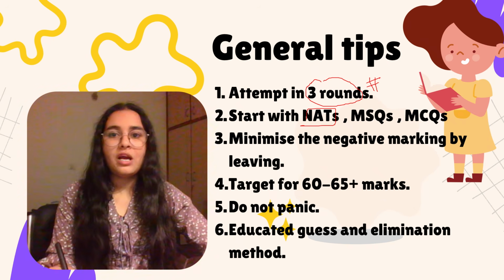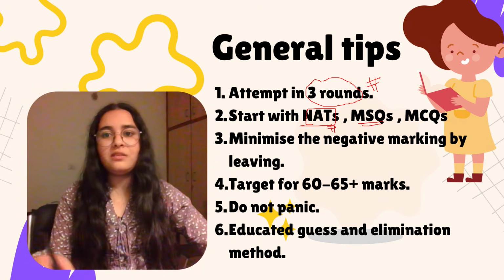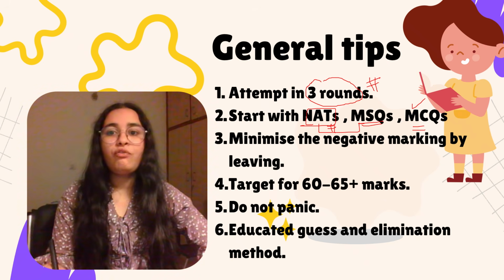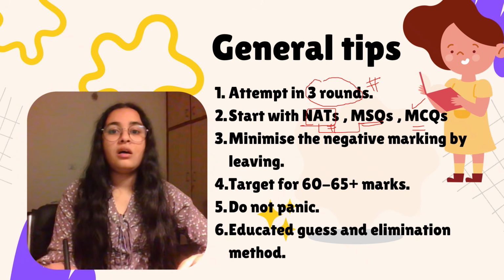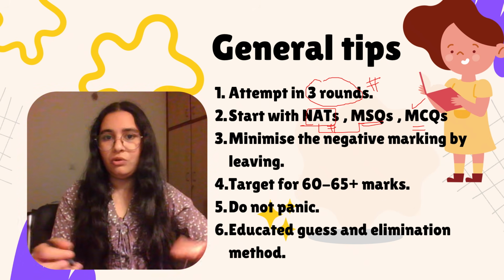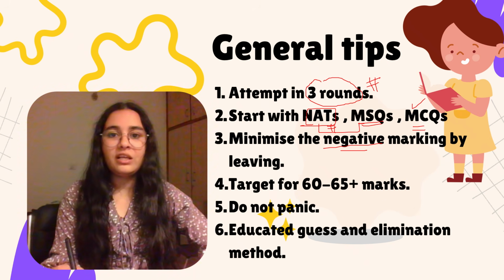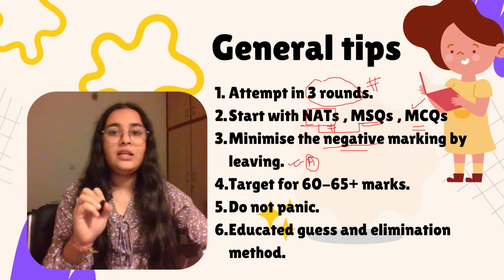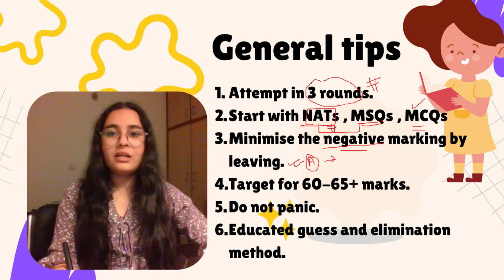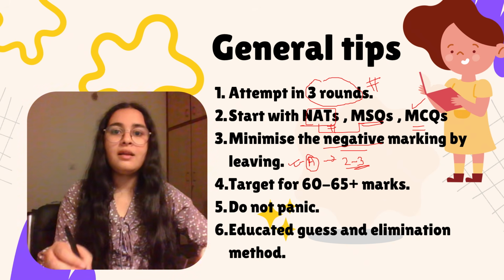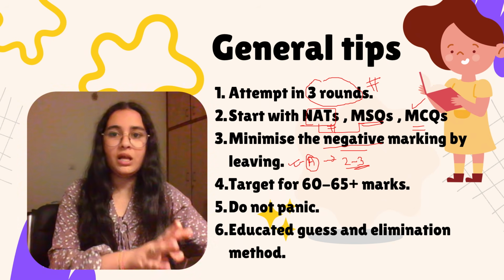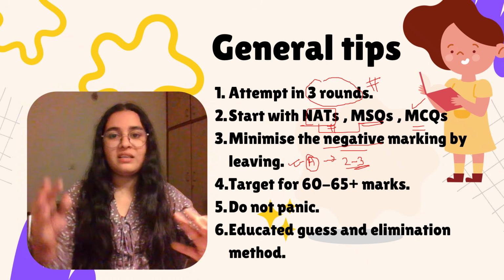So first, you should start with NAT questions, followed by MSQs and MCQs. You should not leave any question from NAT and MSQ, and from MCQs you should leave questions which you are not much confident about, and the concepts are not familiar to you. You have to minimize the negative marking by leaving questions from section A. If you don't know the answer, just leave it. At most you can take a risk on 2 or 3 questions, not more than that, because you might end up getting more negatives. So we have to minimize negative marking if we want to get the maximum score.